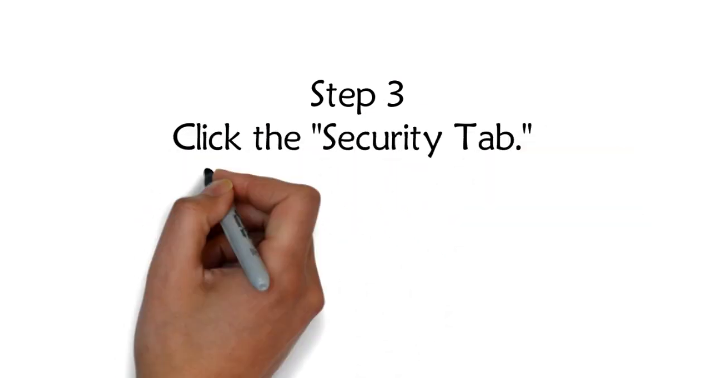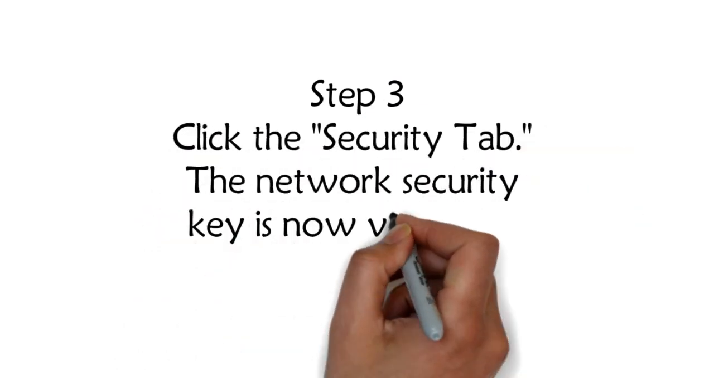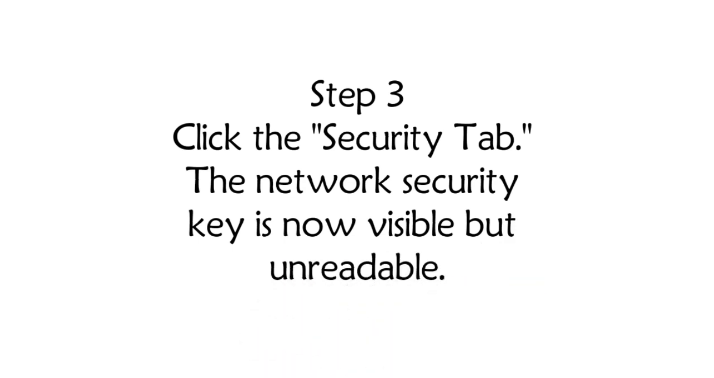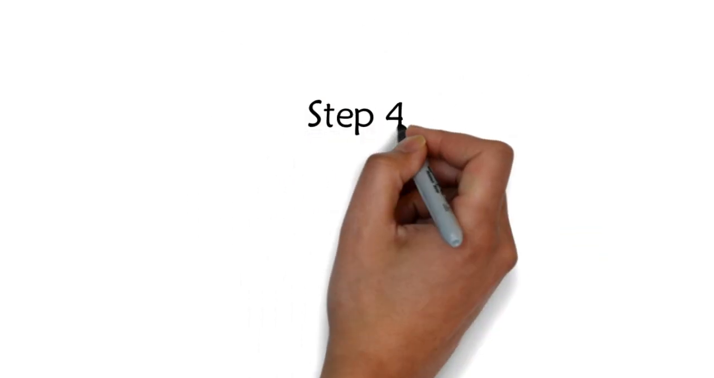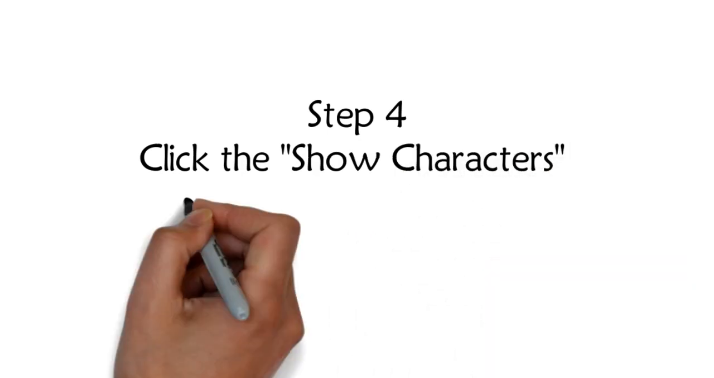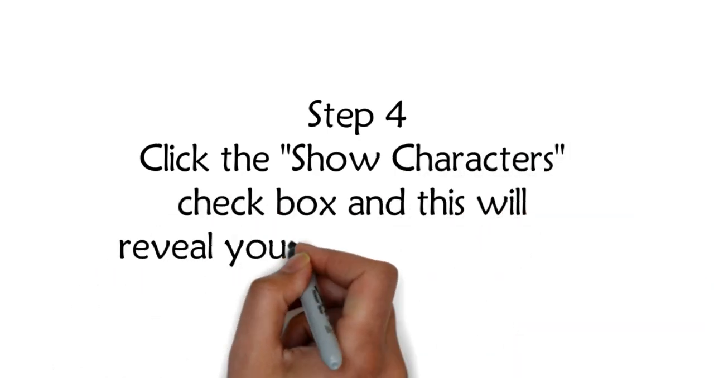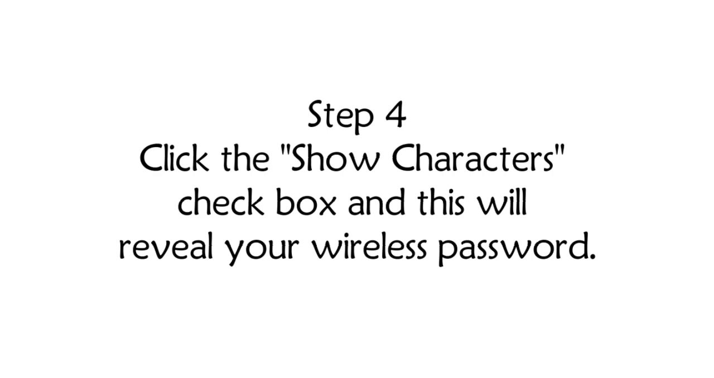Step 3. Click the Security tab. The network security key is now visible but unreadable. Step 4. Click the Show Characters checkbox and this will reveal your wireless password.